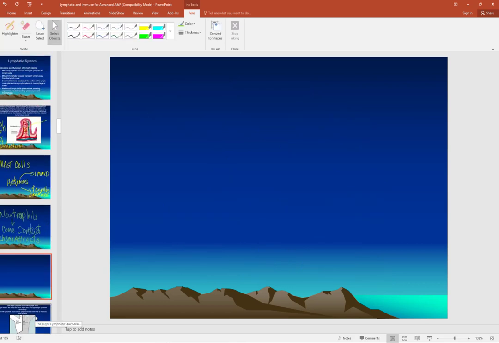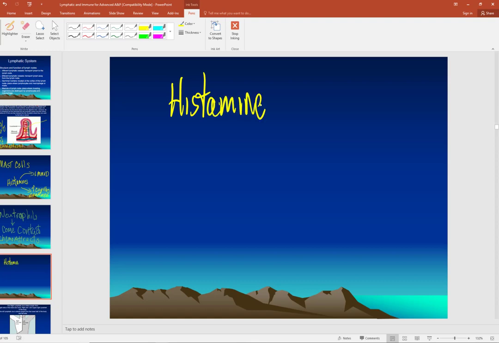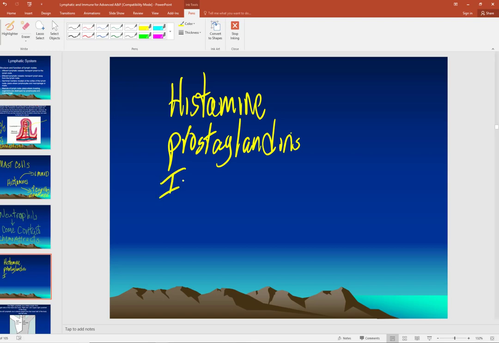there's a bunch of them, but these are the ones that you should know, right? One is histamine. We know that histamines are released by mast cells too, right? Histamines are released by white blood cells. Then you have prostaglandins. And then you have these things called interleukins. All right. Now, watch.